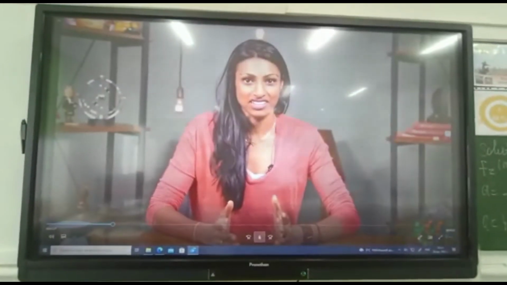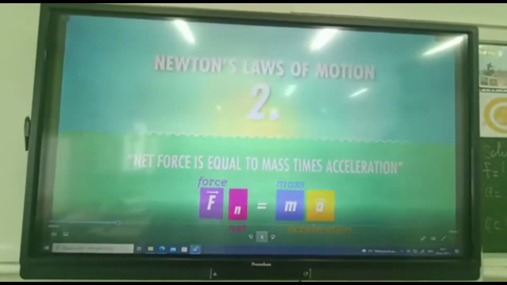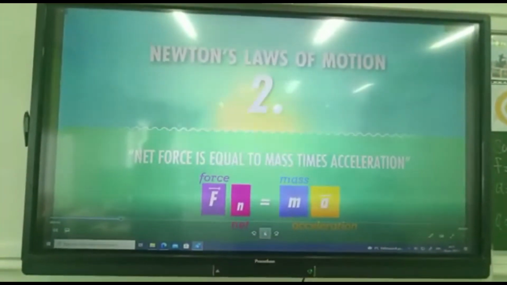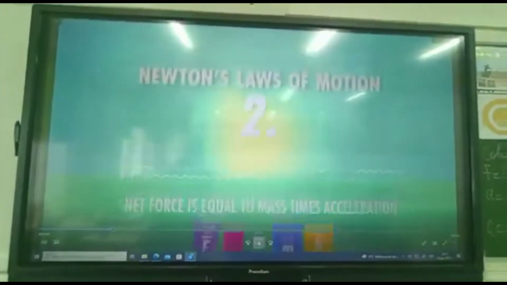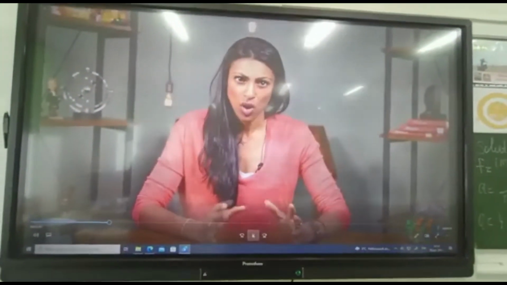And this idea connects nicely to Newton's second law. Net force is equal to mass times acceleration, or as an equation, F net equals ma. It's important to remember that we're talking about net force here, the amount of force left over once you've added together all the forces that might cancel each other out.